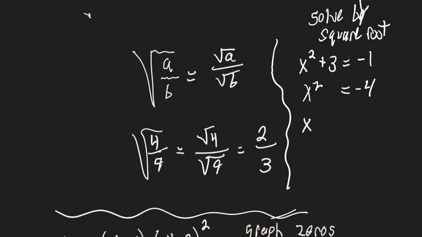Then don't forget this part: plus or minus the square root of -4, right? Plus or minus, you have two answers. Because you have a negative square root, you get i, and the square root of 4 is 2. I'll put it like this: plus or minus 2i is the answer.